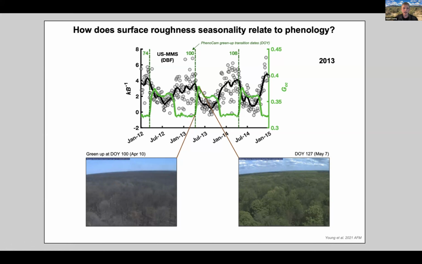And to maybe confirm that this is indeed at least partially linked to phenology, we can look at 2012 as an example, where green up occurred almost a whole month earlier relative to 2013 due to a warmer spring. And again, we see that decrease, or that shift in KB inverse, occurring right when we start to see that green up.